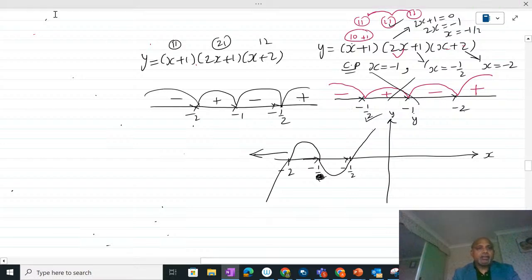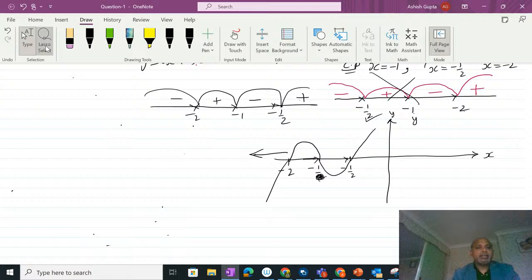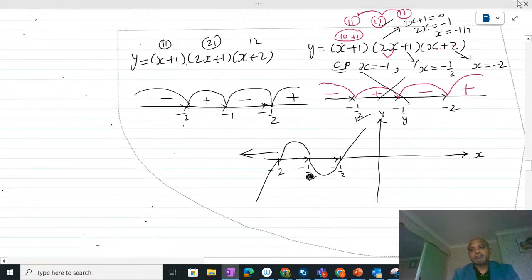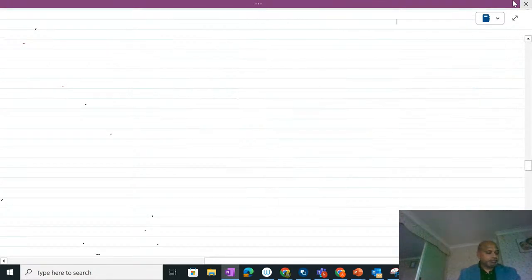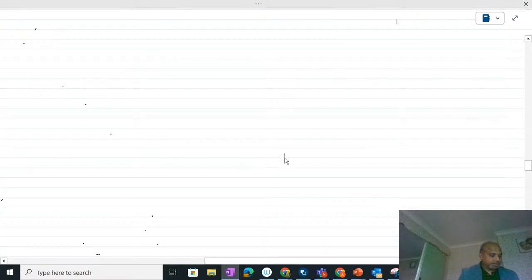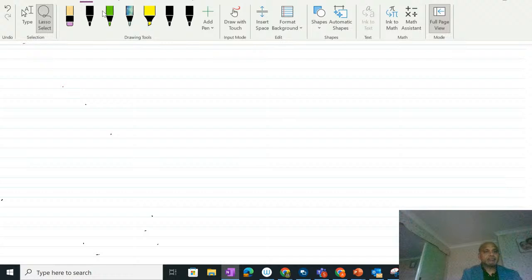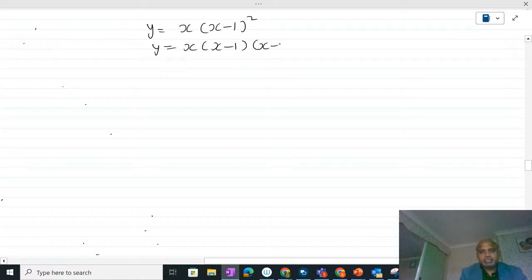Now, next thing, what you need to do, let's clear this ink. Okay. So if we are taking a question like this, suppose y equal to x times x minus 1 square. Okay. So what will be the critical point here? So first, before finding the critical point, you just break them. So it should be x, x minus 1 and x minus 1. You can break it.